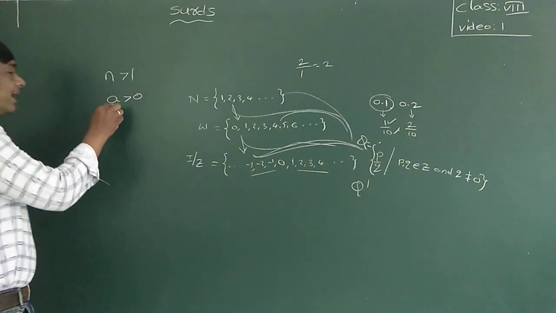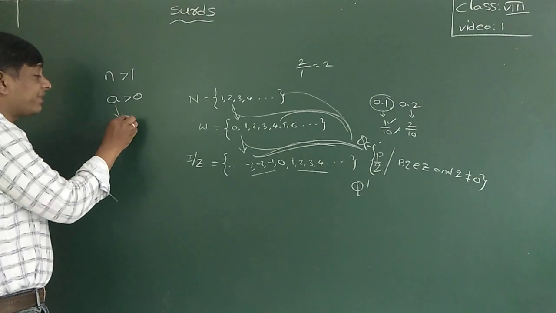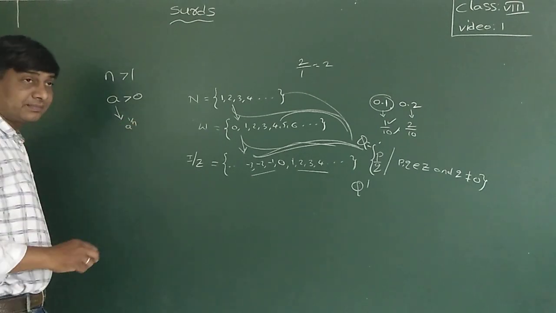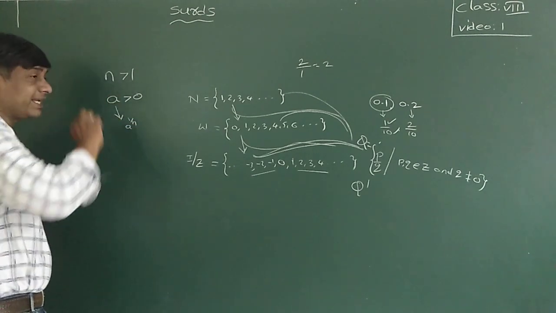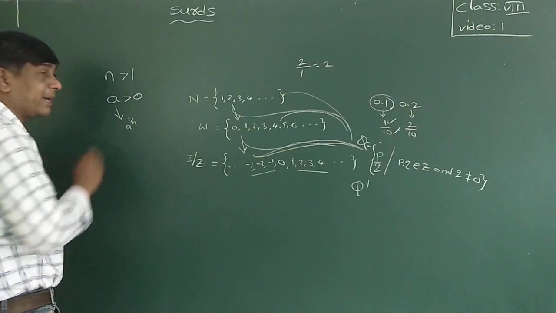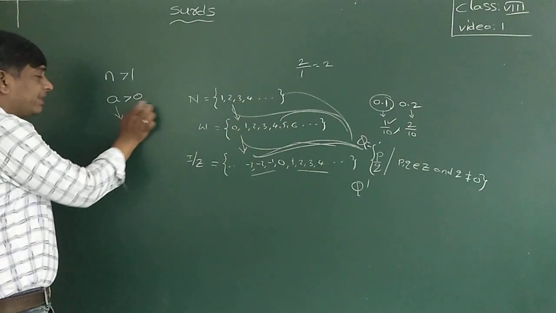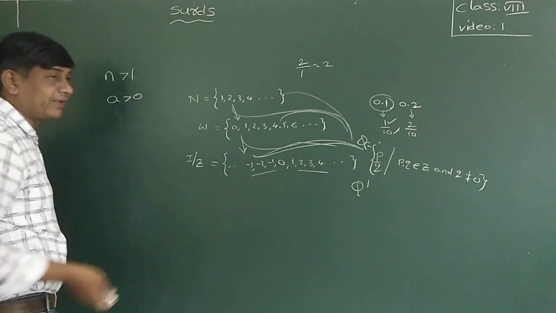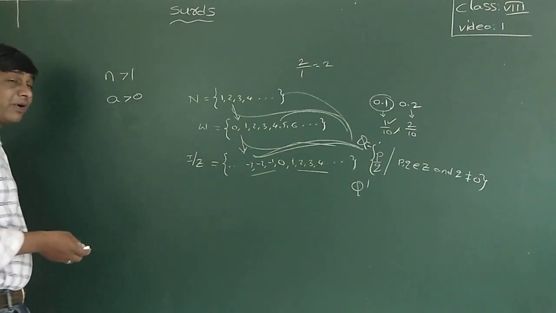And a number can be written in the form of a power 1 by n. If a cannot be expressed in the form of a power 1 by n, it is not of that form.